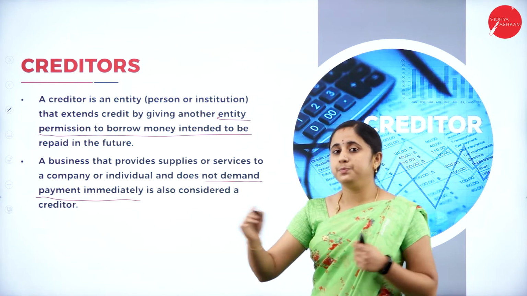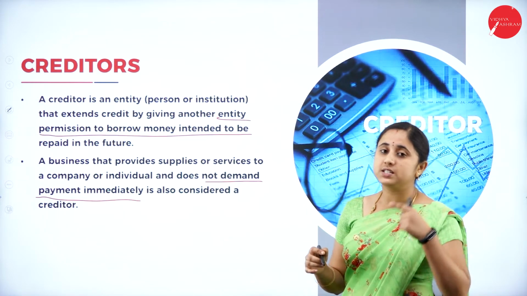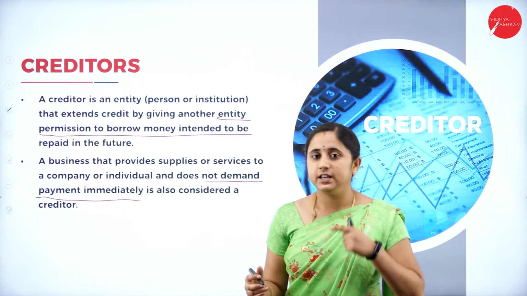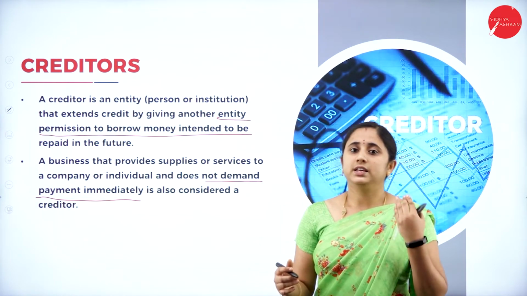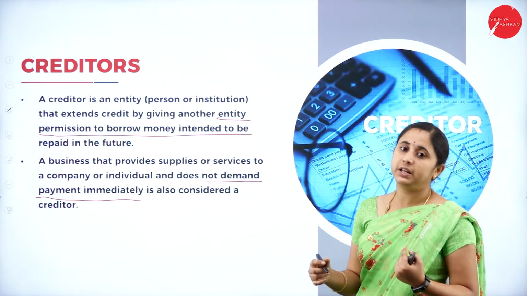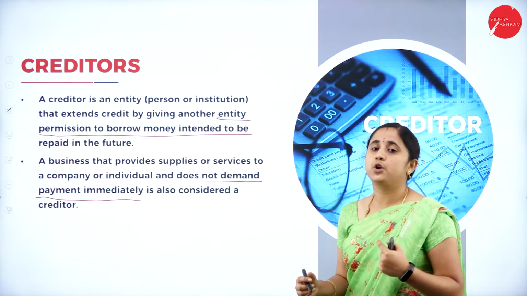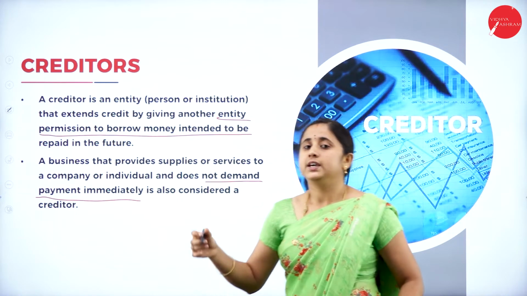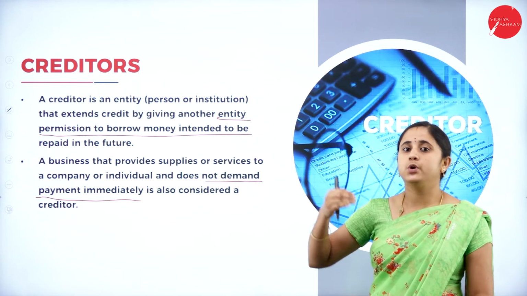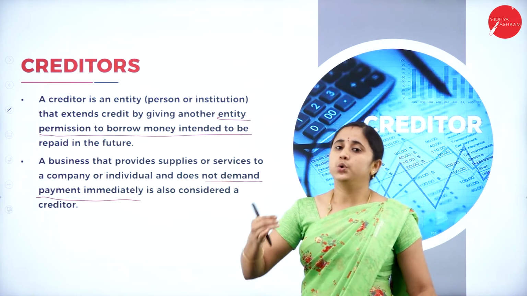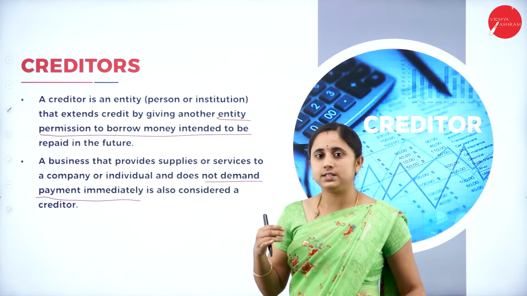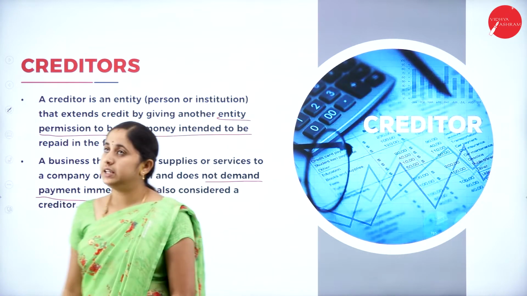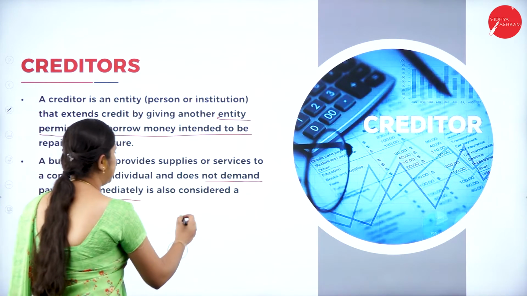And again, in business, at the time of purchase and sale, they are not going to demand money immediately. They give permission or give some time to pay the money. So, the one who takes the money from the business became the debtor, and the one who gave permission to repay in future became the creditor. The concept of debtor and creditor is interrelated.